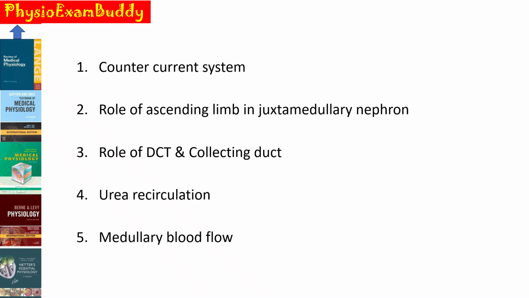So, in short, about the concentration of the urine, you have to explain the counter current system, that is both the counter current multiplier as well as the exchanger. Next, in case of juxtamedullary nephron, you have to explain the role of the ascending limb, which is contributing to the additional counter current multiplication. Then the third one is the role of the DCT as well as the collecting duct in the concentration of urine. Then the role of urea recirculation and the role of the medullary blood flow. So this is how you have to write the answer on the concentration of the urine.